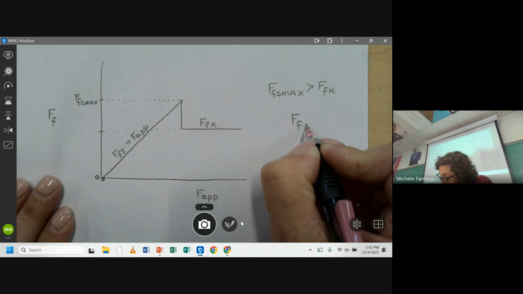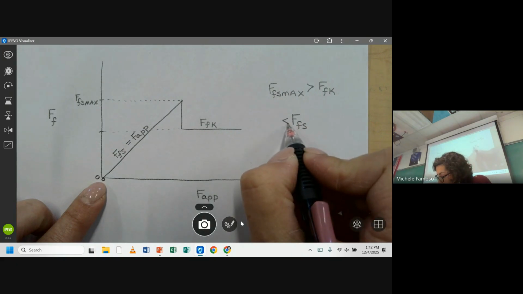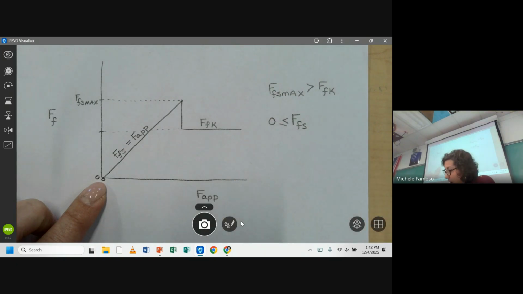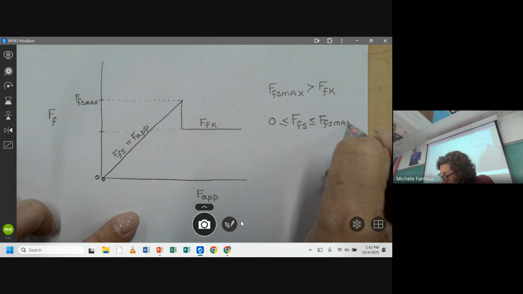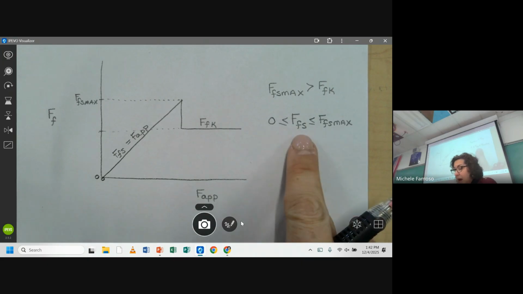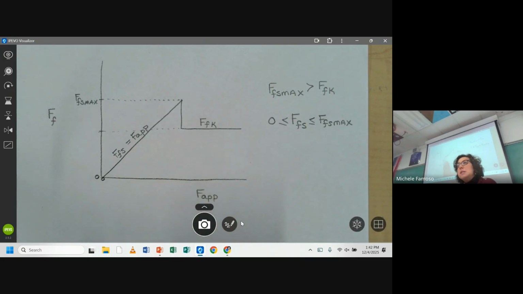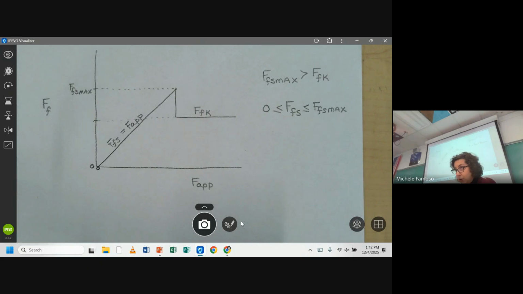And the amount of static friction that we can read off the graph will be somewhere between 0 and the maximum value. This amount is determined by balancing your free body diagram. That's what you have to look for, a balanced free body diagram. Okay, that is what we were just discussing with my file cabinet situation.